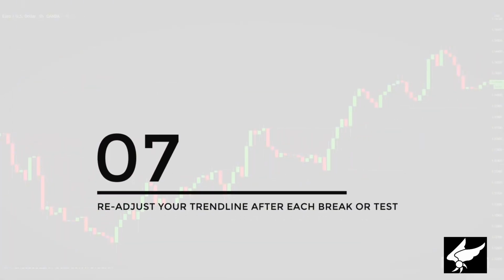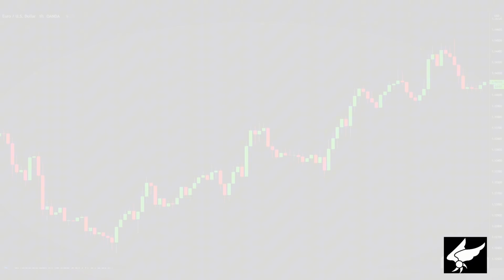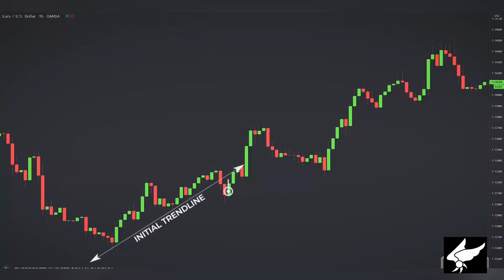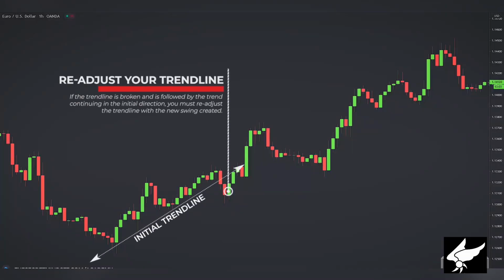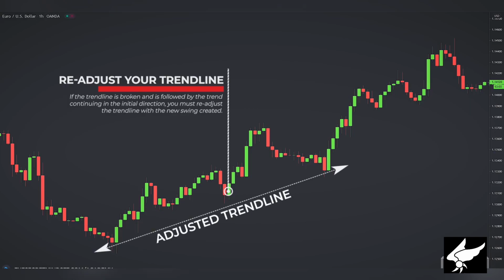Number 7. Readjust your trend line after each break. After a trend line break, the chances are high that the area will get tested after a pullback. Depending on market conditions, the test can be followed by the trend continuing in the initial direction, in which case you must readjust the trend line with a new swing created. Prices don't usually move in a uniform fashion, and since trend lines account for both time and price, they move along with the price and time axis. This means that any acceleration or deceleration of trend requires adjustments to the trend line.